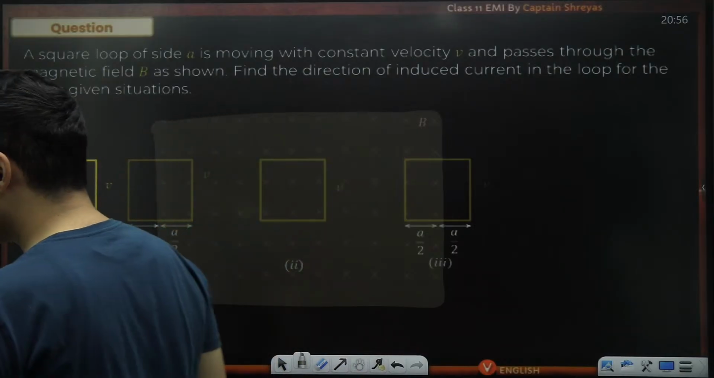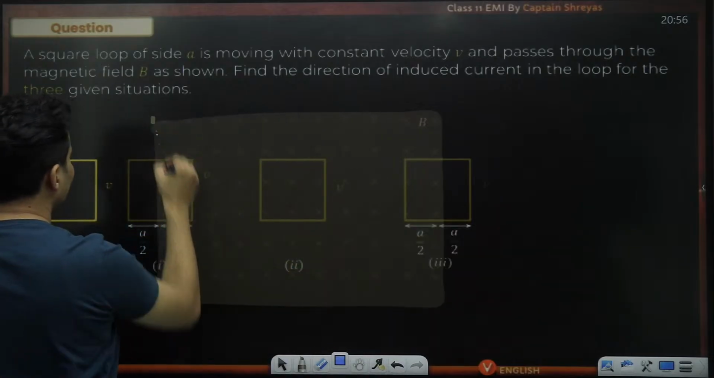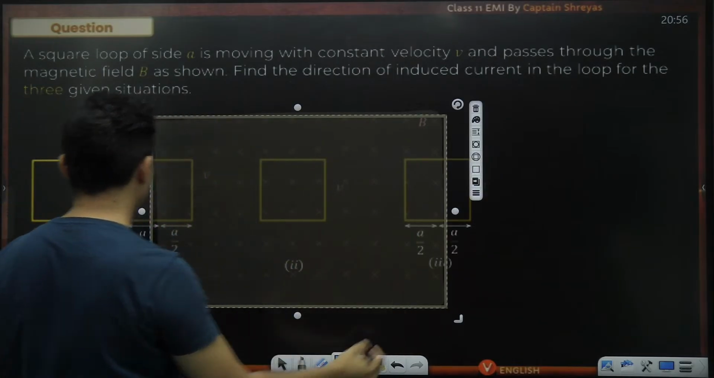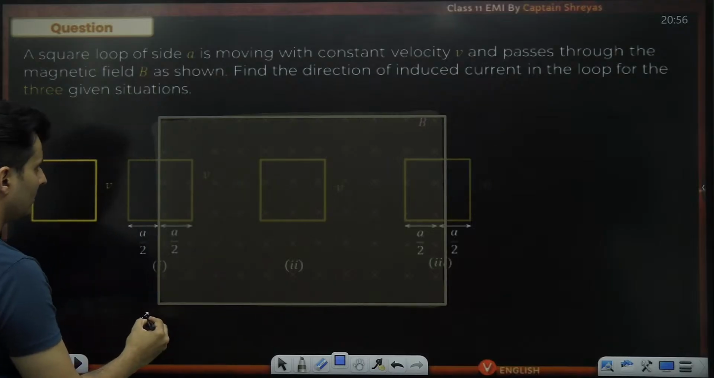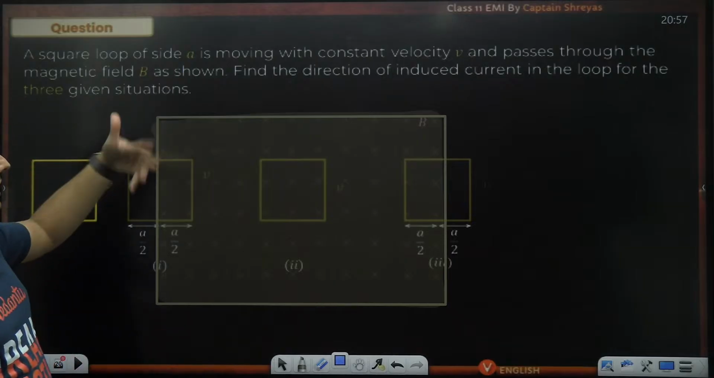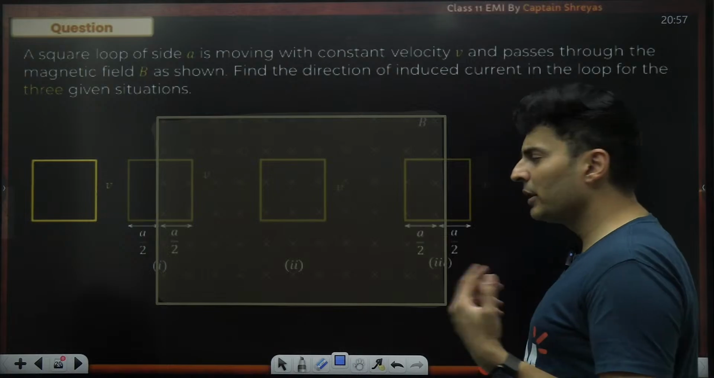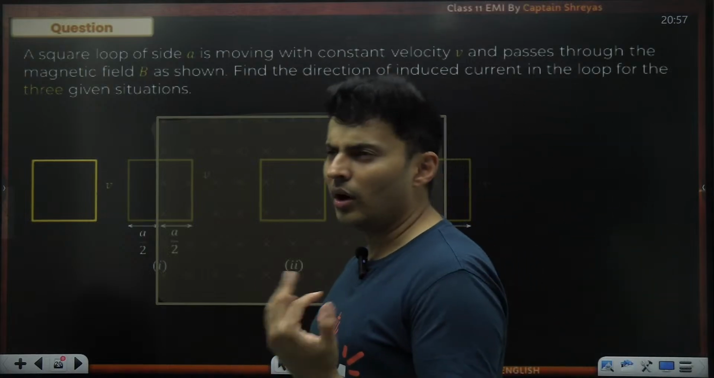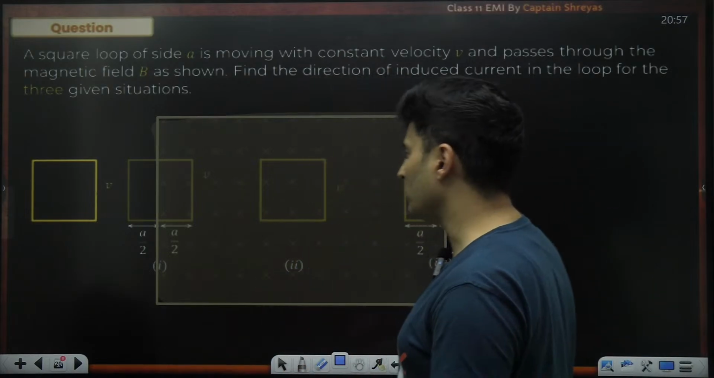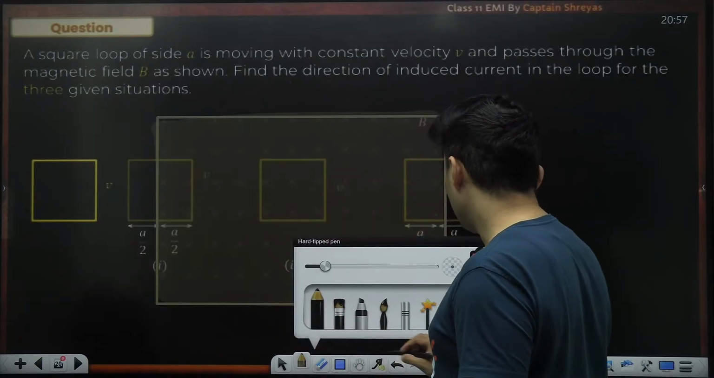One small shading I have done. I will box it out so that it is very, very clear. So in this box, magnetic field is present. So find the direction of the induced current in this particular scenario. You can do it by Faraday's Lenz's law, or you can do it by motional EMF also. Just think carefully.